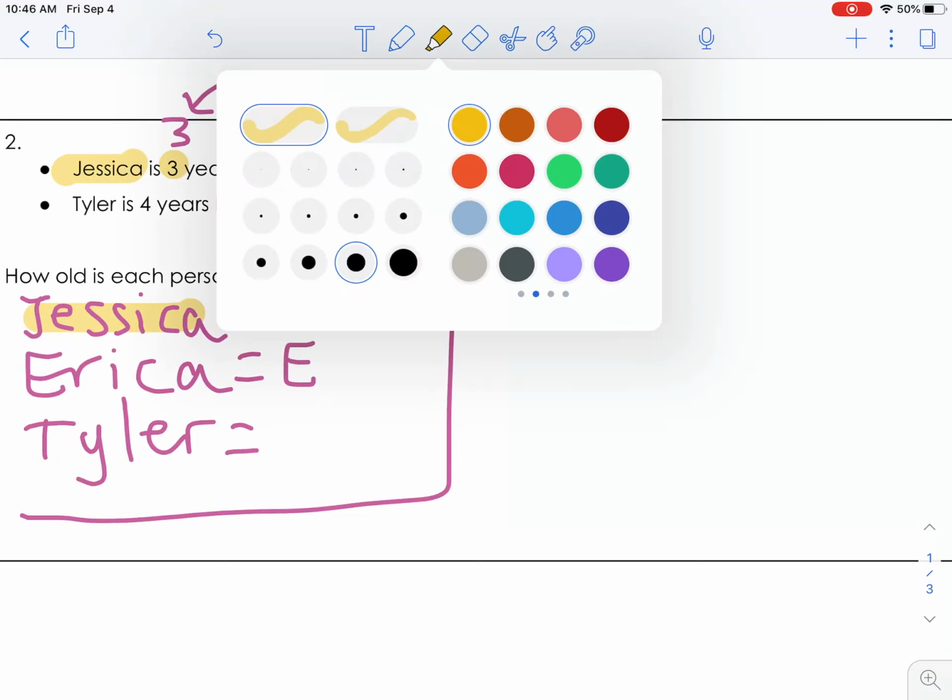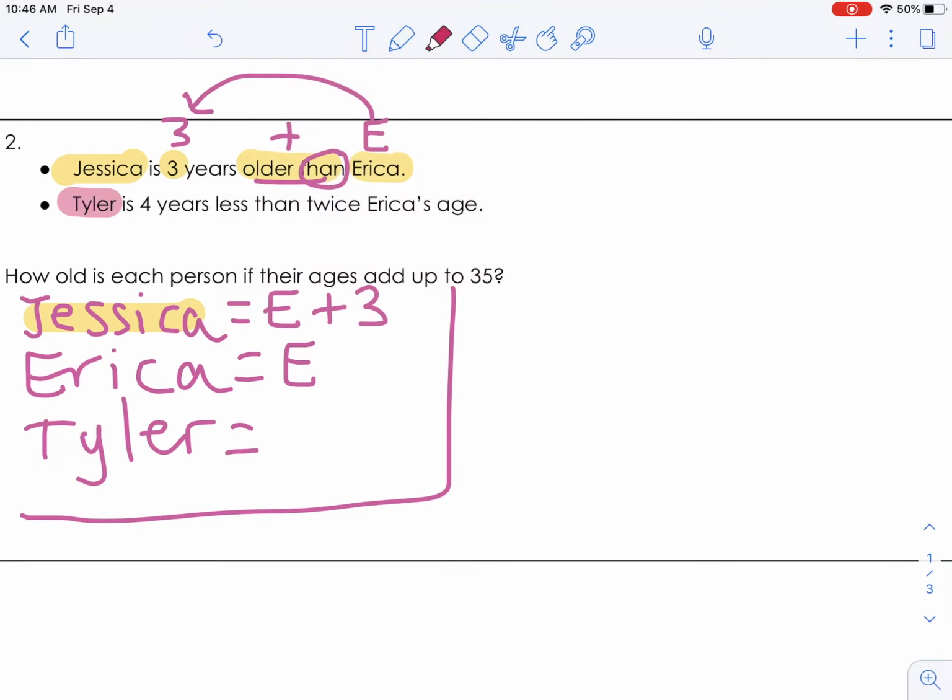The next sentence talks about Tyler. Tyler is 4 years less than twice Erica's age. All right, we have a 4. Less than means minus, and then twice Erica's age. Twice means 2 times, and Erica's age is E, so we can write 2E. But here's this than word again, so we're going to turn this phrase around. Instead of writing 4 minus 2e, we're going to write 2e minus 4.